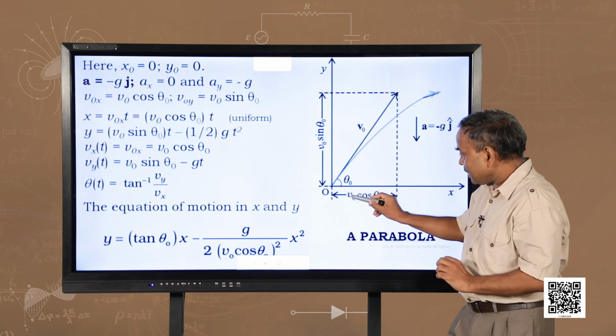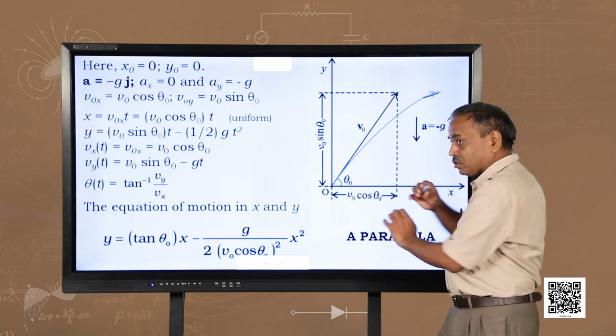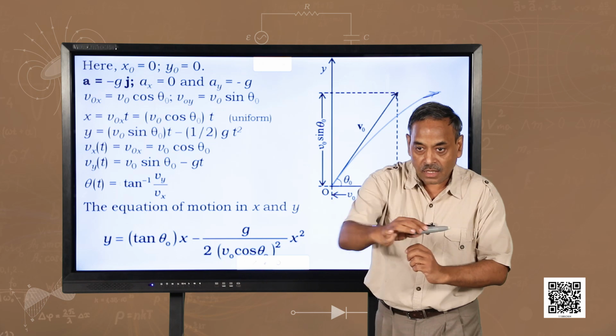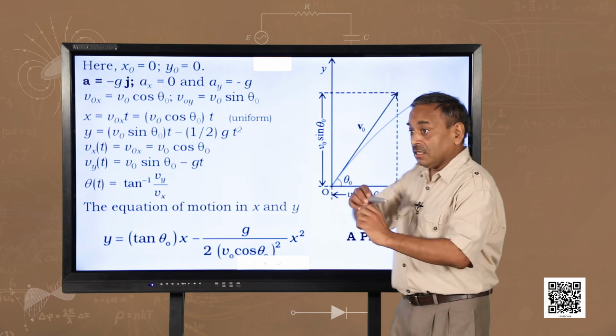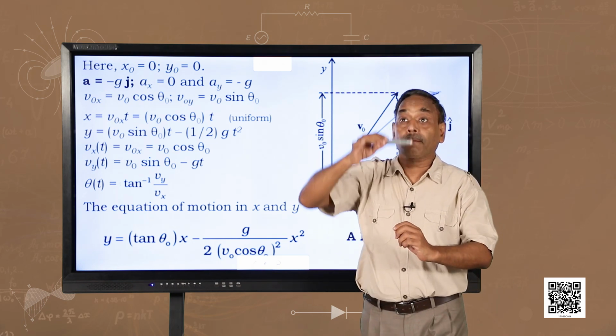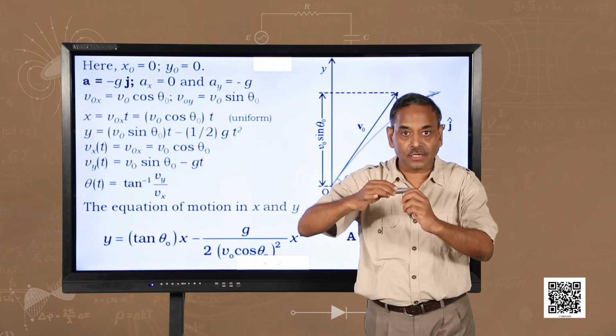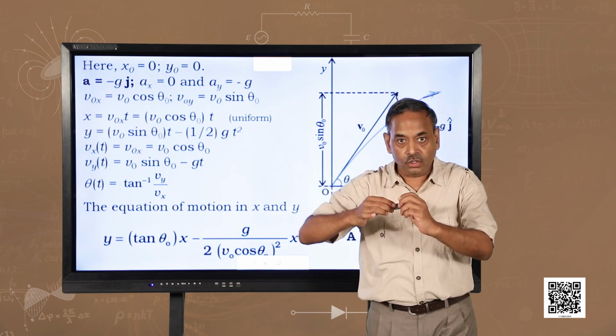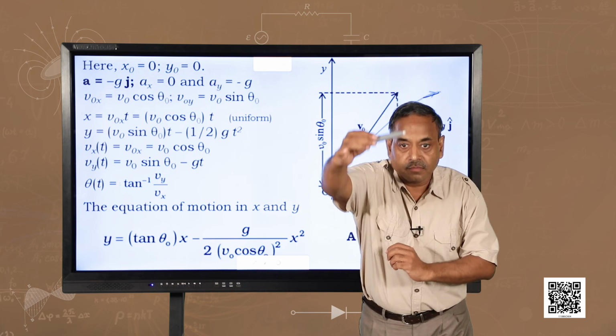So, along x direction it will keep on moving with velocity v 0 cos theta 0 like this, and along y axis it will keep on moving like this. So, if you combine the two, you will find a motion like this.